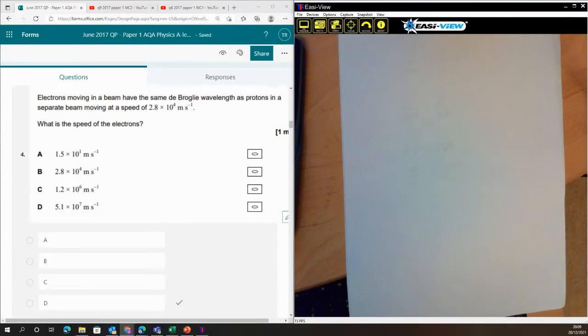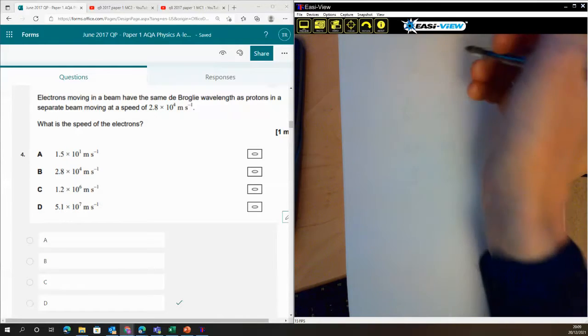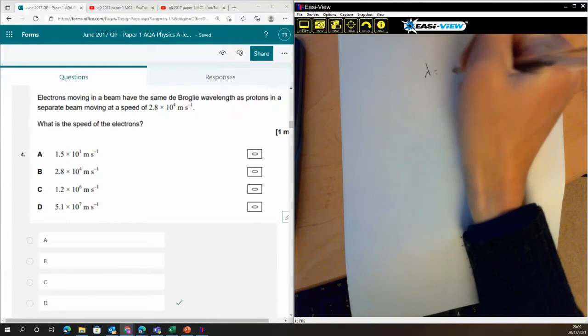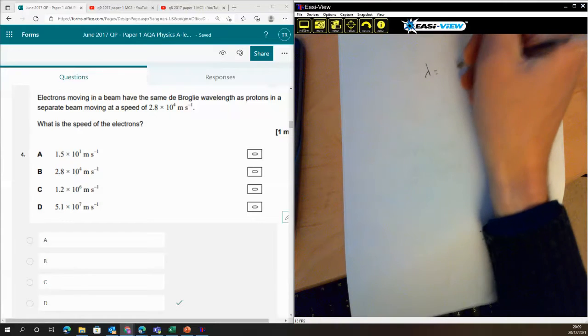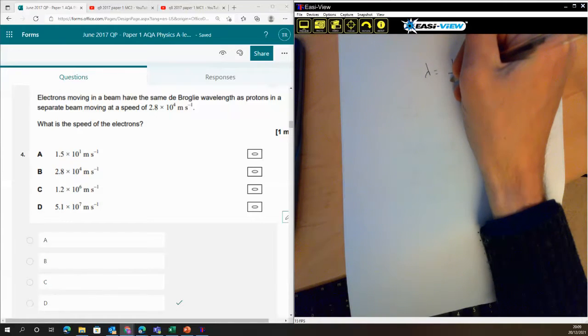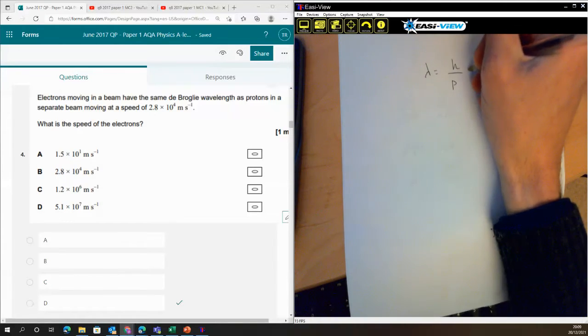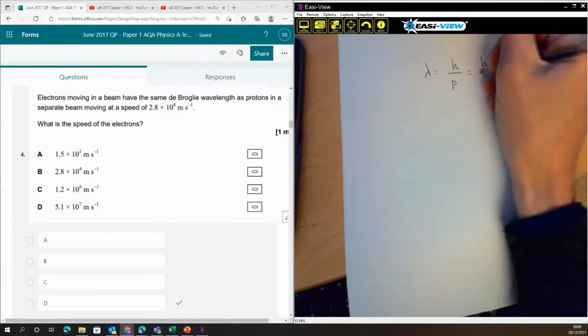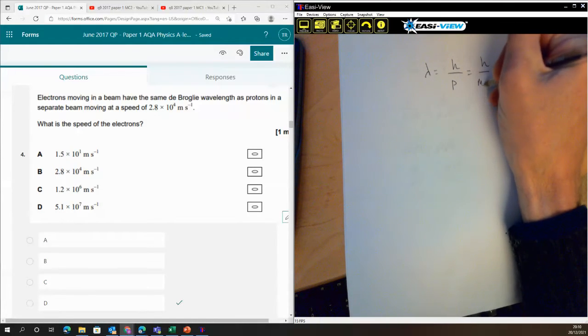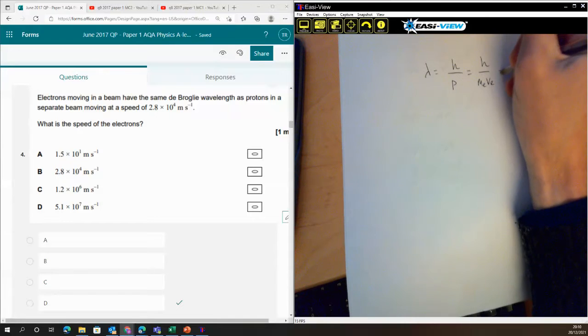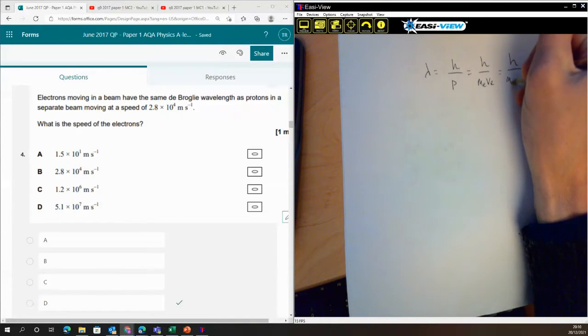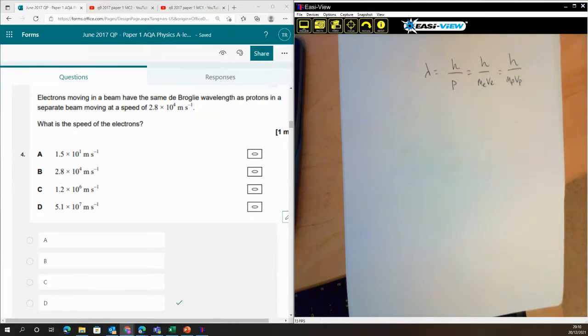This question is about the de Broglie wavelength and comparing the de Broglie wavelength of a beam of electrons with a beam of protons. So we're told that the two de Broglie wavelengths are the same. So the de Broglie wavelength is h over the momentum, so h over p. So that is h over the mass of the electron times the velocity of the electron, and that's equal to the de Broglie wavelength of the proton beam, which is given as that.